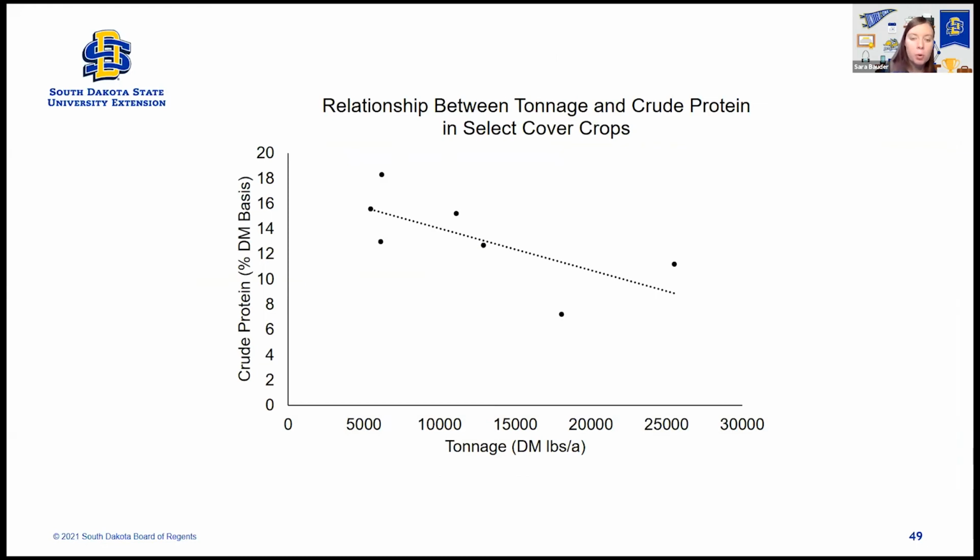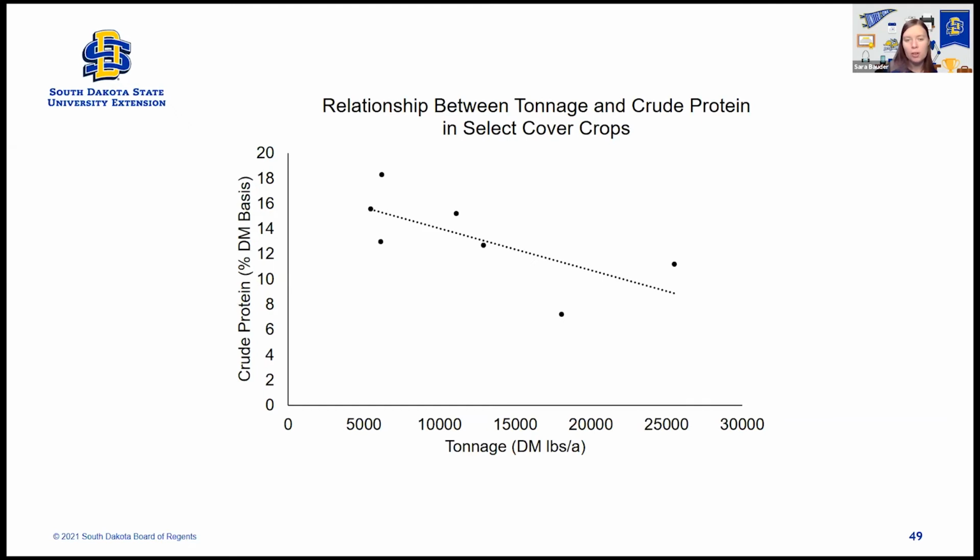So here's a little bit more on the relationship between tonnage and quality or crude protein in certain cover crops. So this is just, you can see the crude protein. So our quality measurement is on the y-axis, and then our tonnage or dry matter is on the x. And basically, the higher the crude protein, the lower the tonnage. That's what this line is telling us. And that's just what we've been discussing.